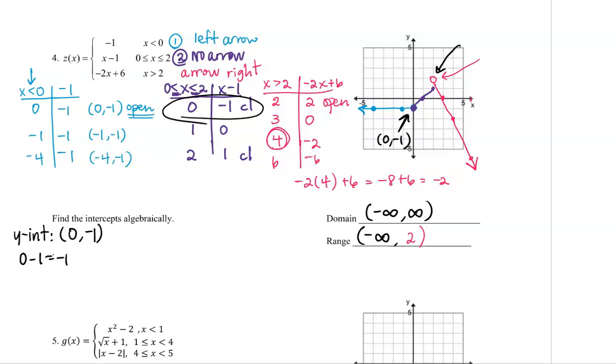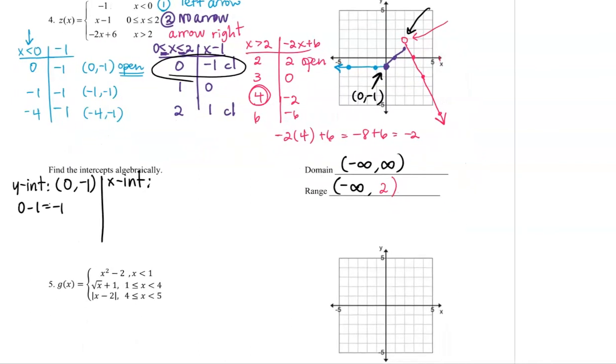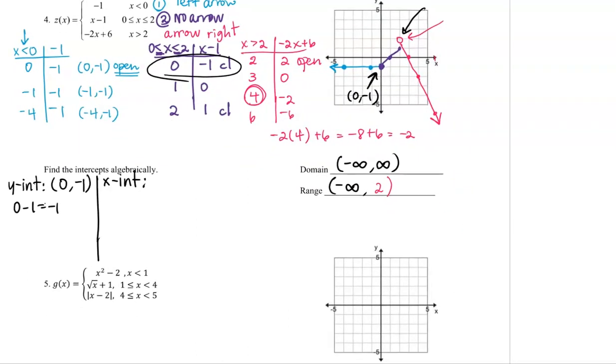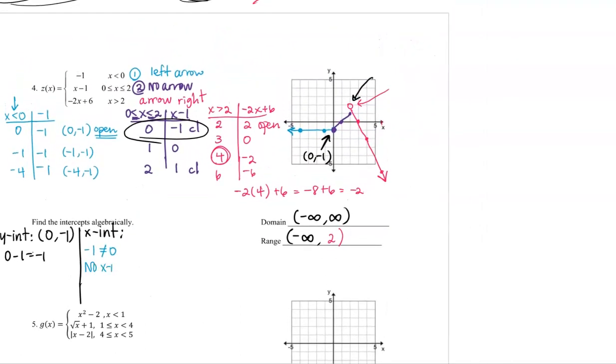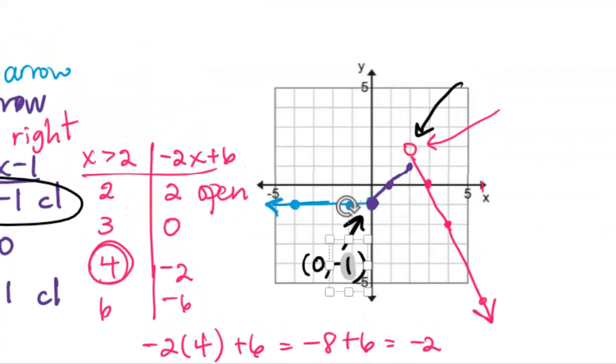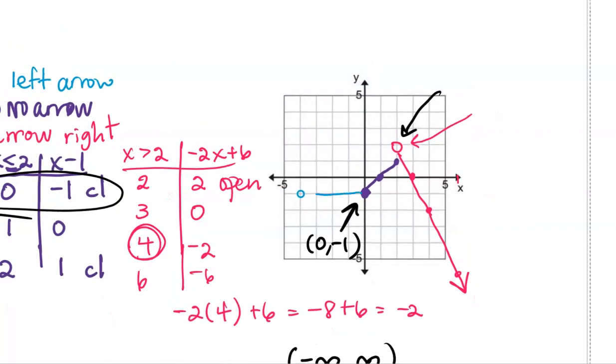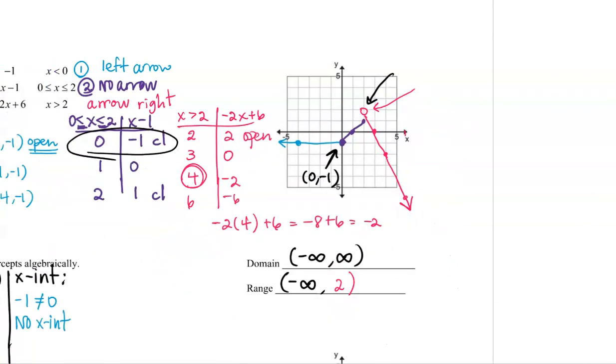To find the x-intercept, we need to set all three of the pieces equal to 0. If we try to set the first piece equal to 0, we would be setting -1 equal to 0, which is simply not true. So the first piece gives us no x-intercept, which we can see from the graph, right? That blue piece, the first piece, never touches the x-axis. It's always constant at -1.